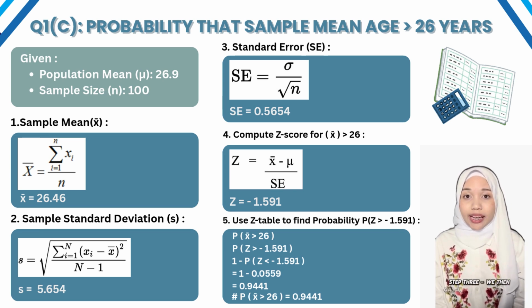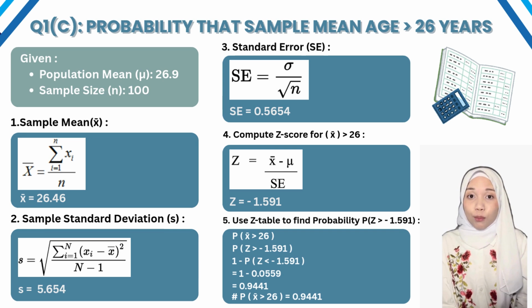Step 3, we calculate the standard error, which measures how much the sample mean is expected to vary from the population mean. The formula is the standard deviation divided by the square root of the sample size. That gives us SE equal to 0.5654.